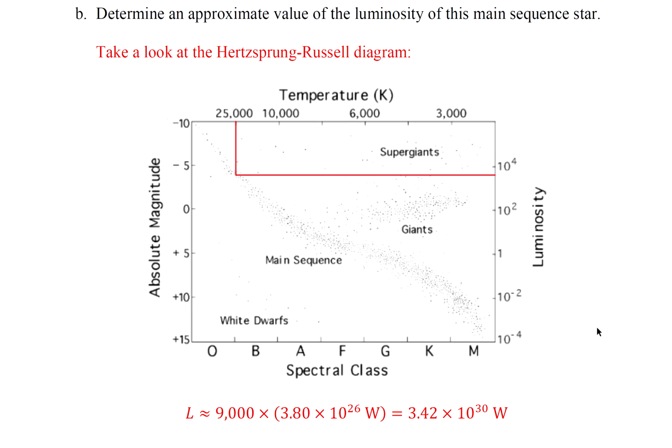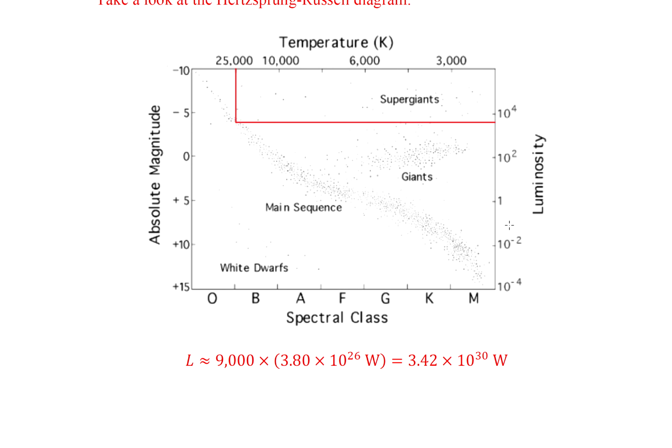Just like in this previous problem, this is about 9,000 on the vertical intercept. So that's where we get 9,000 here.